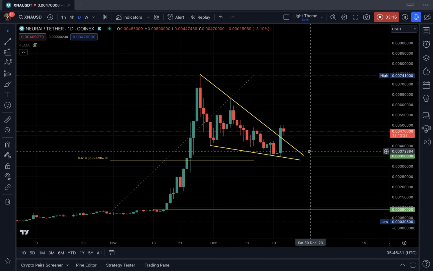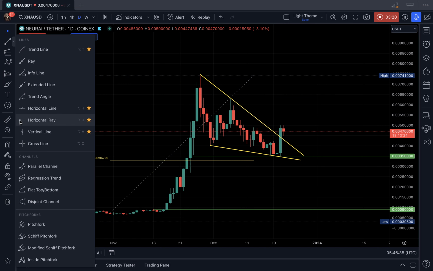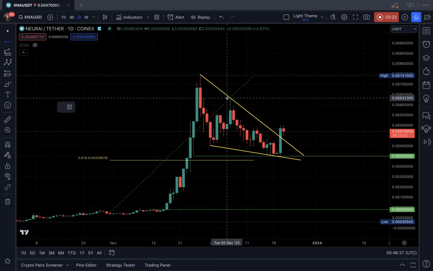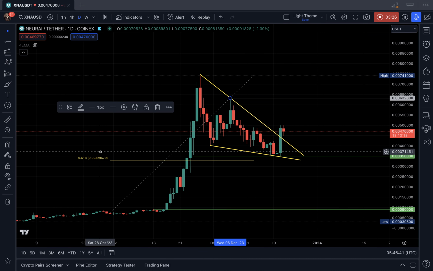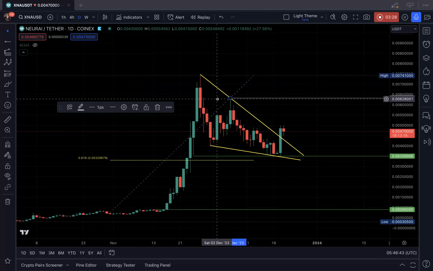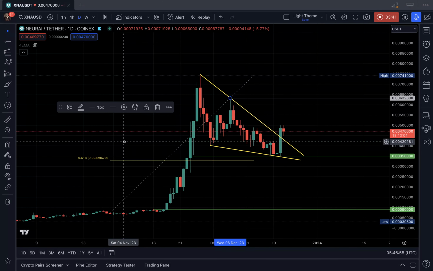But before I give you targets for continuation, I want to reiterate one thing. We are on a daily chart, and on the daily chart, a bullish change of character will only be confirmed once XNA is above 0.063. This is on the daily chart, okay?